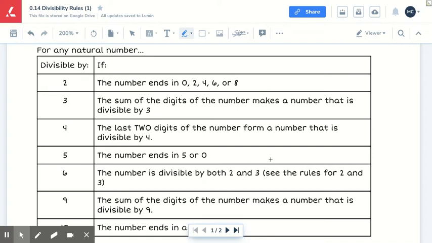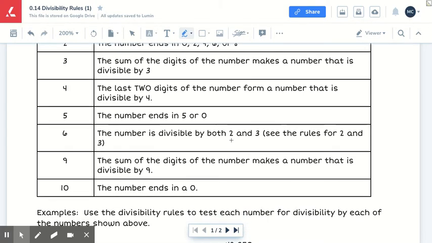For 6, if the number is divisible by both 2 and 3, then the number is divisible by 6. So for that one, you probably already checked 2 and 3. And so if it was correct on both of those, then you could say it's divisible by 6 as well.